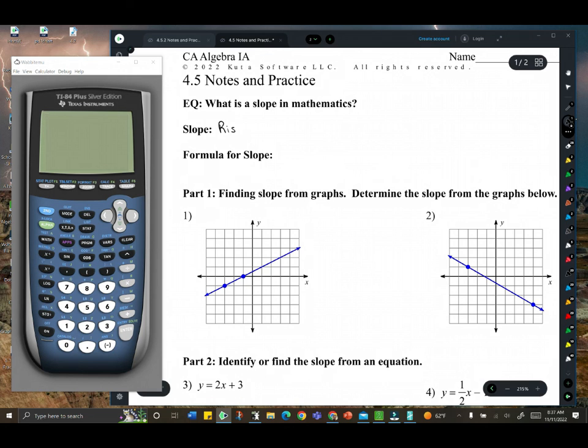Today, what is slope in mathematics? Slope is a few things. It's known as the rise over the run, or the rate of change, and you can also think of it as the y over the x. Okay, change in y over change in x.